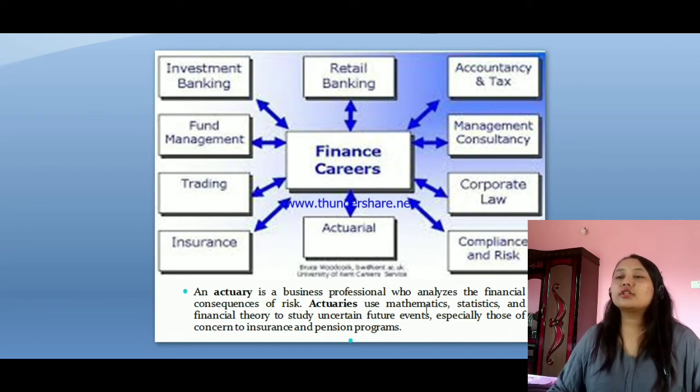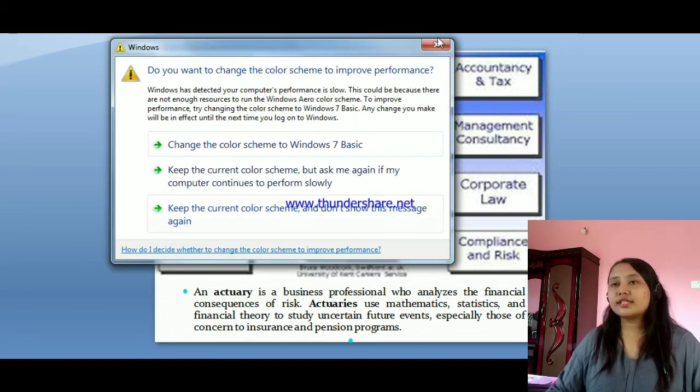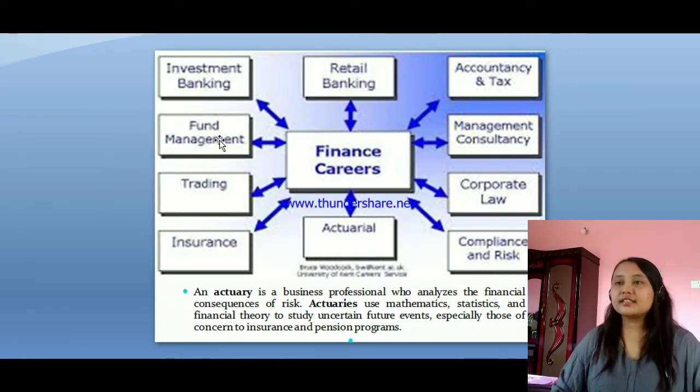Another is insurance. So the career in insurance is also very wide. In the context of developing countries like Nepal, insurance has a very high demand also, and the professionals related to insurance, maybe the insurance agent, will be there. So these professionals are working very hard for doing various sorts of insurance. There are different sorts of insurance, maybe life insurance, non-life insurance. So next one is trading, another is fund management, and the last one is investment banking. Okay, these are the careers which are related to finance.